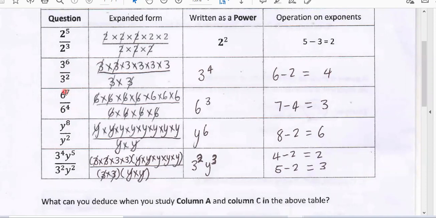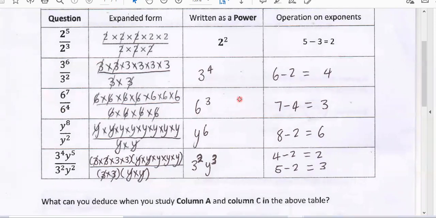Now 6 to the 7 divided by 6 to the power of 4. Expanded form again, you must multiply the 6 by itself 7 times. So it's 6 times 6 times 6 times 6 up until 7 times. So it's 1, 2, 3, 4, 5, 6, 7 times. Then in your denominator, you must multiply the 6 4 times by itself. So the exponent 4 is telling me I must multiply this base, which is 6, 4 times. So it's 6 times 6 times 6 times 6. Then written as a power, we're going to have an answer of 6 to the 3.